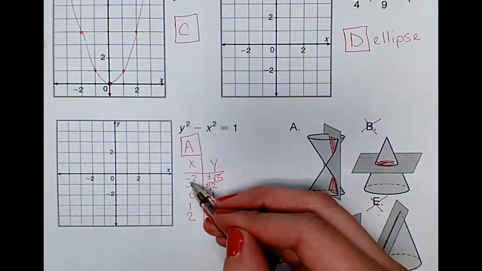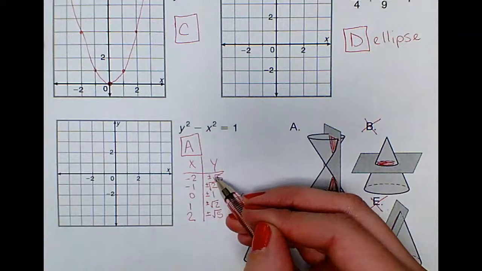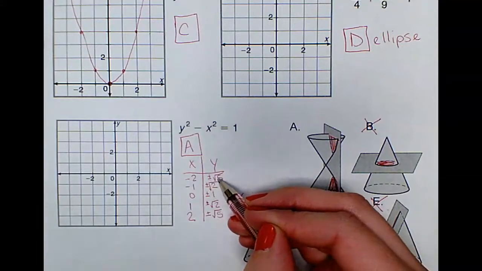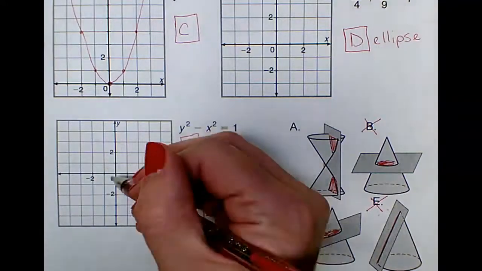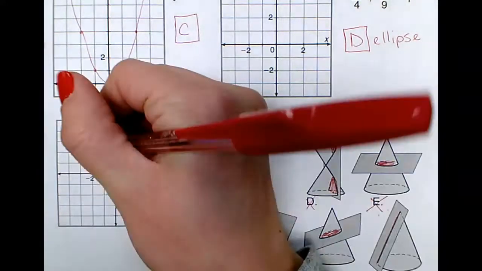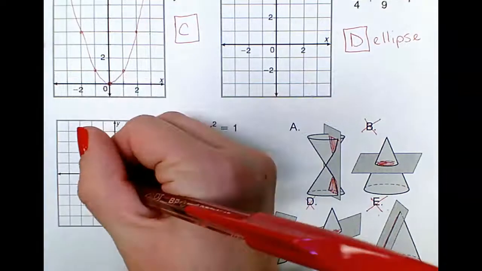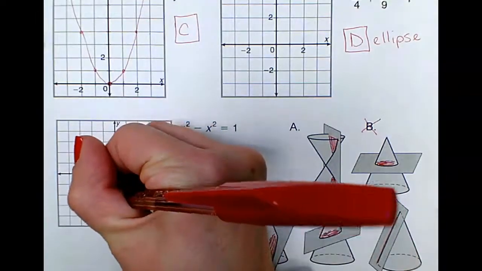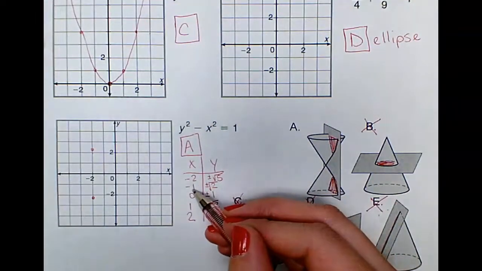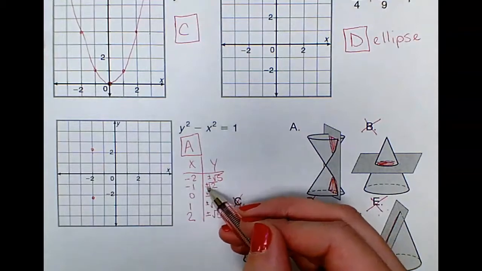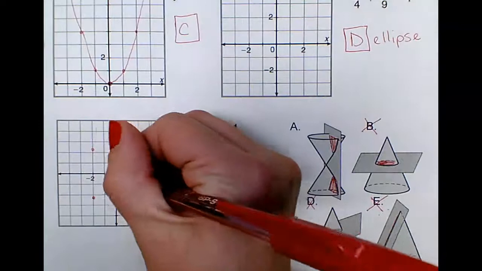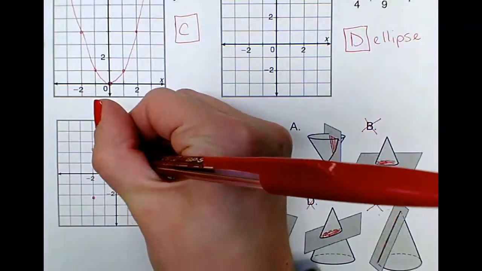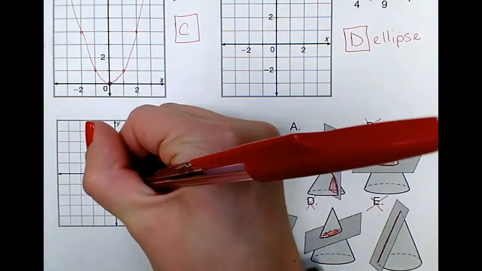So when I graph these, when x is -2, y is a positive square root of 5 and a negative square root of 5, and that's about 2.2. And so I'm going to go up 2.2, and I'm going to go down 2.2. When x is -1, the y value is plus or minus square root of 2, which is about 1.4. So I'm going to go up 1.4. I'm going to go down 1.4.